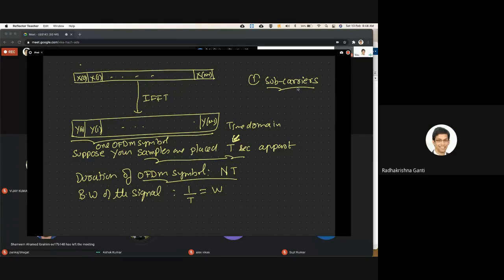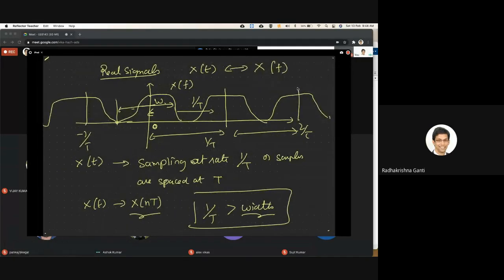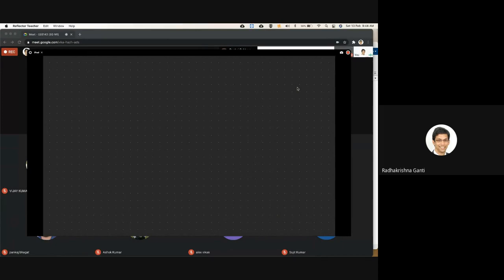Let me just draw this diagram a little bit more carefully. The output of the FFT will be Y0, Y1, and so on up to Yn minus 1. And this will go through your DAC.